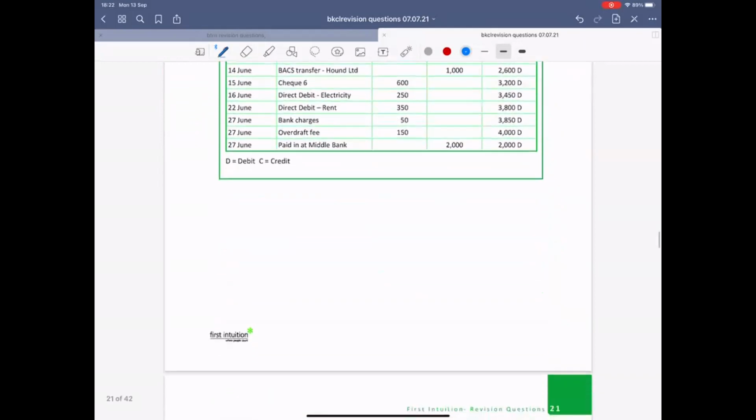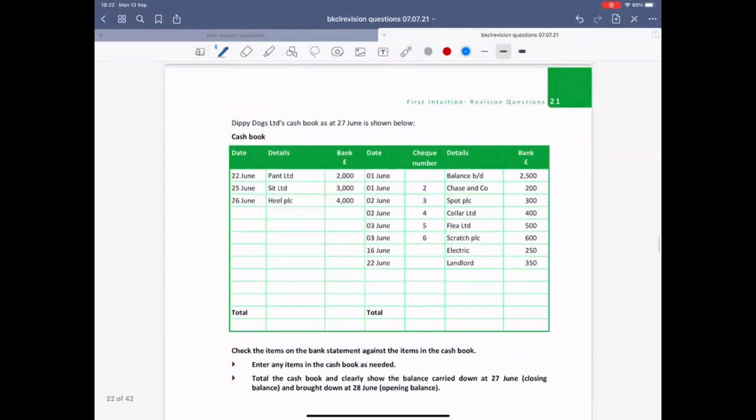And then if we look on the next page, we can see here is our cash book. Remember, the cash book is divided into 2, just like our T accounts. This is our debit side. This is our credit side. So we can start with the debit side first. You can see we've got transactions there for Pant Limited for 2,000, SIP for 3,000, and Hill for 4,000.